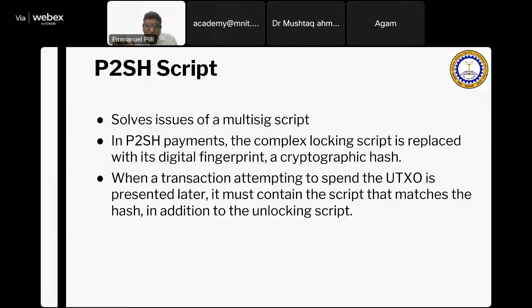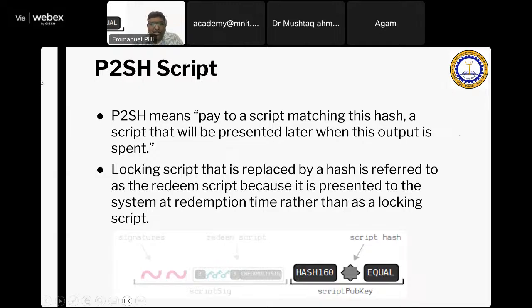So it will be stored in another database somewhere, and when the reference comes, you will provide that reference, and then it goes. So it doesn't add to the blockchain's size. The transaction size is not added. So P2SH means pay to script matching this hash. P2SH means pay to a script which is matching this hash. A script that will be present later when this output is being spent. So that script will come at a later time.